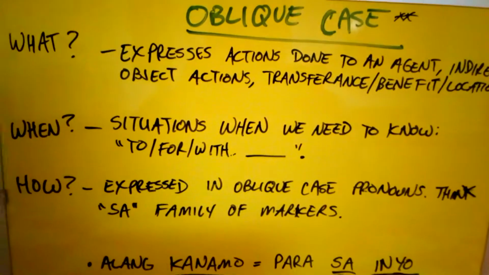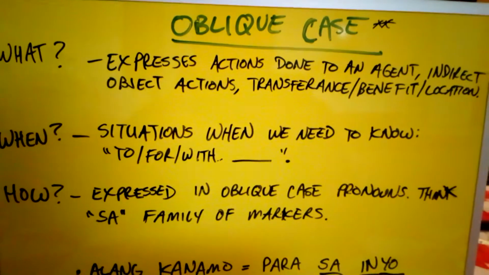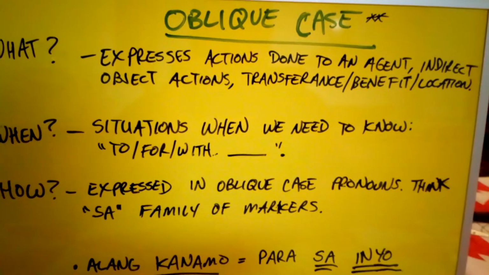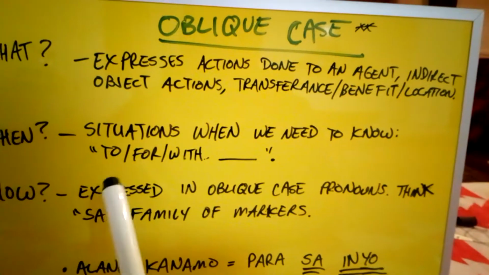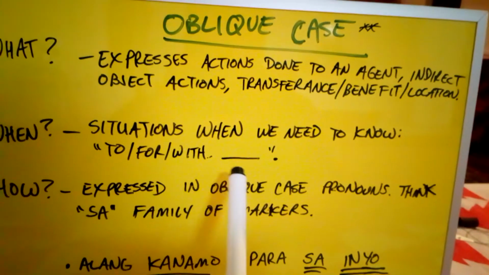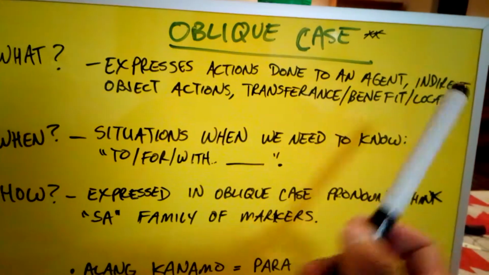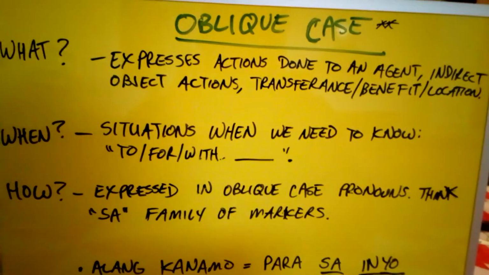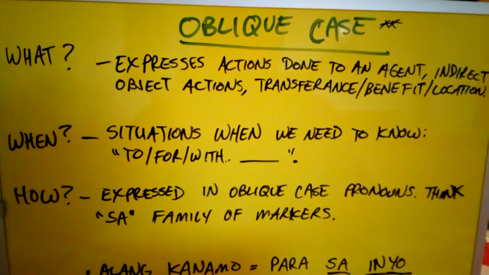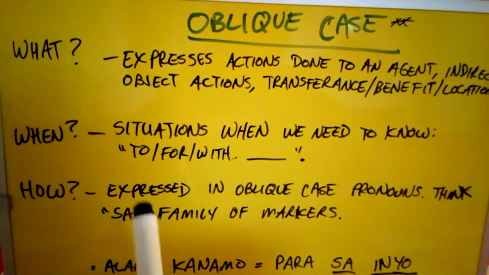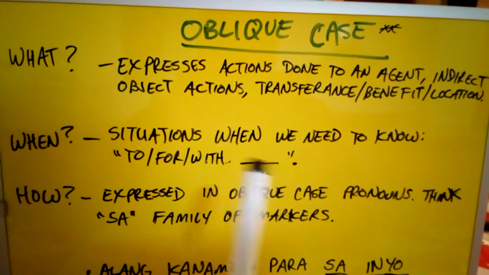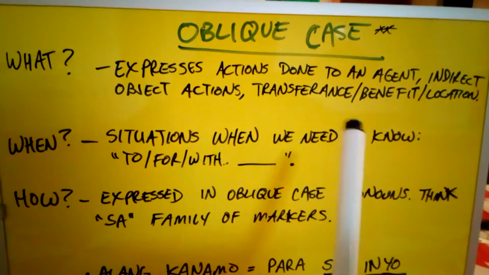Okay. So when do we activate the oblique case? Well, we activate it when situations arise where we need to know what's going to happen with the agent doing something with, to, or for whoever, right? It has to be a pronoun. Remember, oblique case, we're talking in terms of pronouns. So the pronouns meaning I, you, he, she, it, right? But in this case, it's more of an object, right? Indirect object actions. So to me, for me, with me, to you, for them, those kind of things. That's when situations arise that we need to use this oblique case.